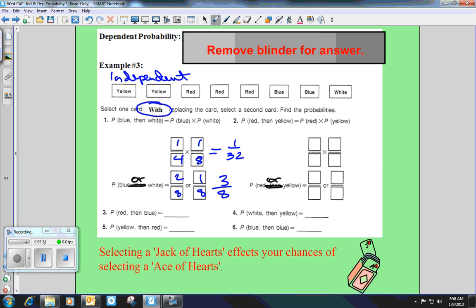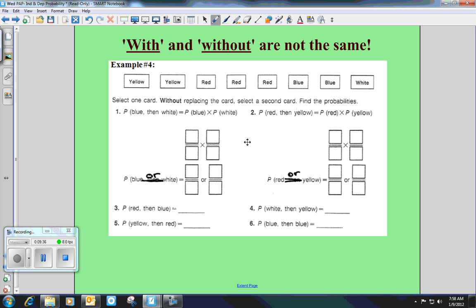Okay, but our next example is dependent probability. With and without are not the same, so you really need to read your questions carefully. On example number 4, without replacing the card, I'm going to take the card out and I'm not putting it back, and then I'm going to draw another card. So my probability is changing for my second draw.